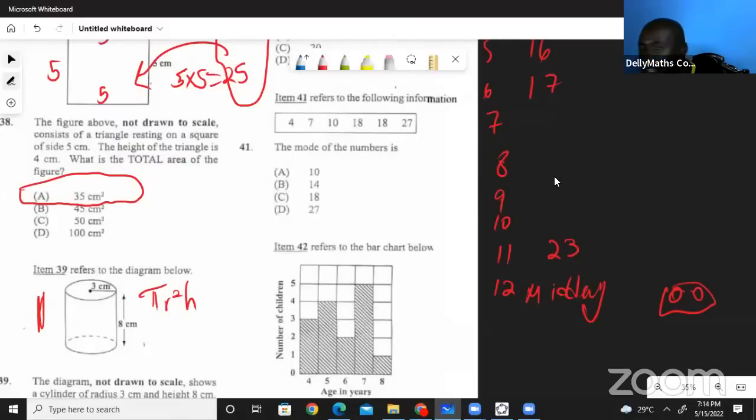Let me see those who are punching in the answer for 41. I'm seeing some good answers coming out. Kerry Matthew's answer is correct.